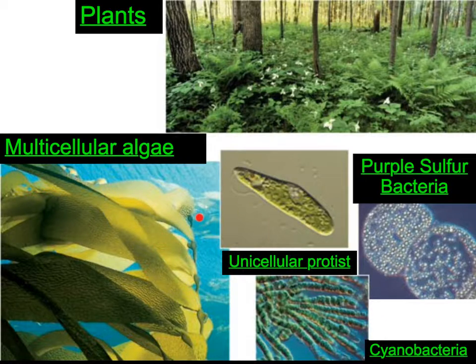But these organisms do similar things as a unicellular protist. So there's actually an animal cell. You can see the flagella right there. I did tell you that there are in fact some animal cells that can do photosynthesis using chloroplasts. This would be an example. Multicellular algae, unicellular bacteria, so cyanobacteria, and then the purple sulfur bacteria.